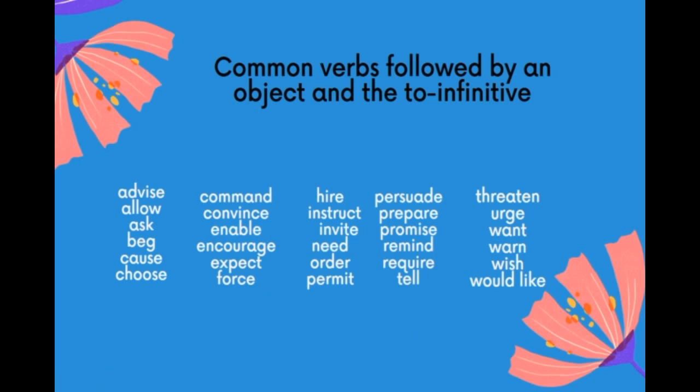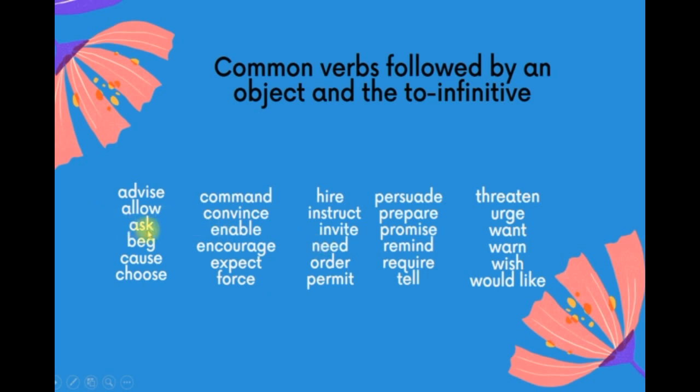There are some common verbs usually followed by an object and to infinitive. The object used here is the noun or pronoun. Okay, so we have some verbs like advise, allow, ask, beg, choose, command, convince, enable, and so on. So if you make a sentence using the word ask, for example, you need to put this verb into the verb pattern like subject plus verb plus object, noun or pronoun, plus to infinitive.